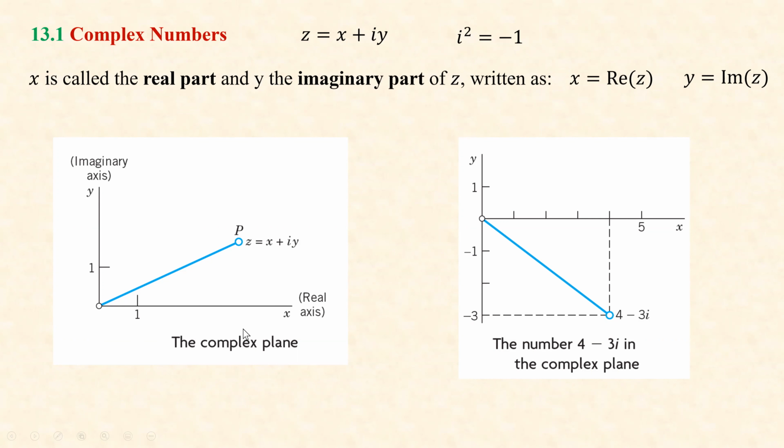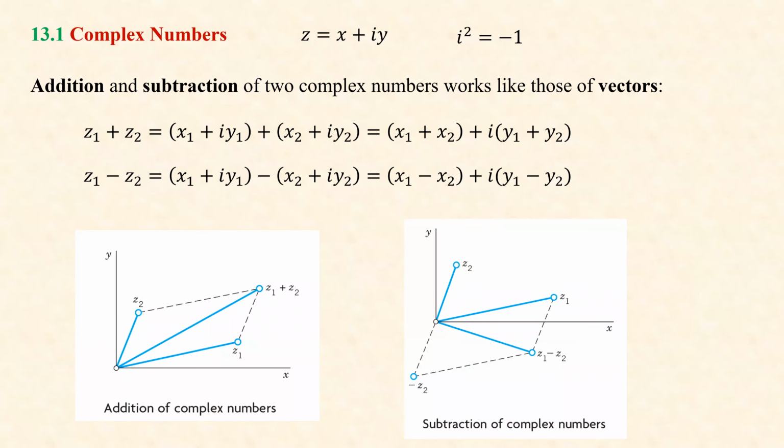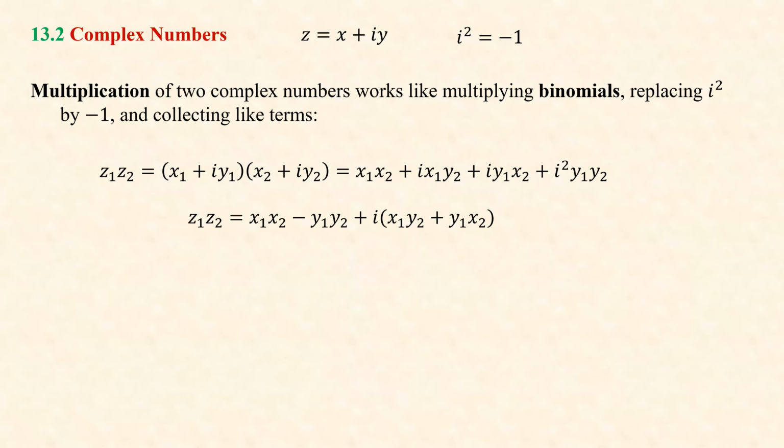So it's like a real axis for all real numbers. Here we have a complex plane for all complex numbers. And then we talked about how complex numbers add or subtract. We said that it looks like a vector, so addition and subtraction. And then the multiplication is different.